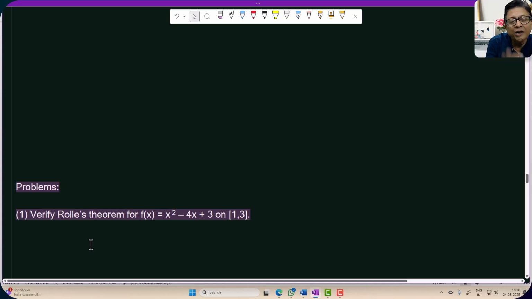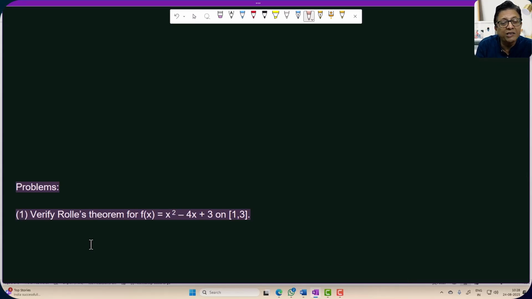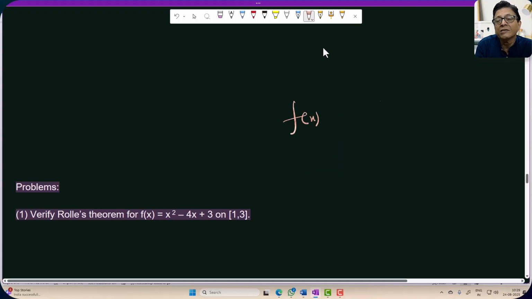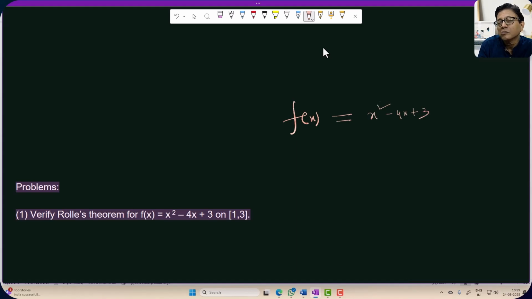Let us see this one. Verify Rolle's theorem for this on [1, 3]. So f(x) is x square minus 4x plus 3. Continuous and differentiable, I need not state. Polynomial functions are everywhere continuous, everywhere differentiable. So, if you are going to apply Rolle's theorem in this interval, we just need to check the derivative. f'(x) is what? 2x minus 4, that is 2 into (x minus 2).